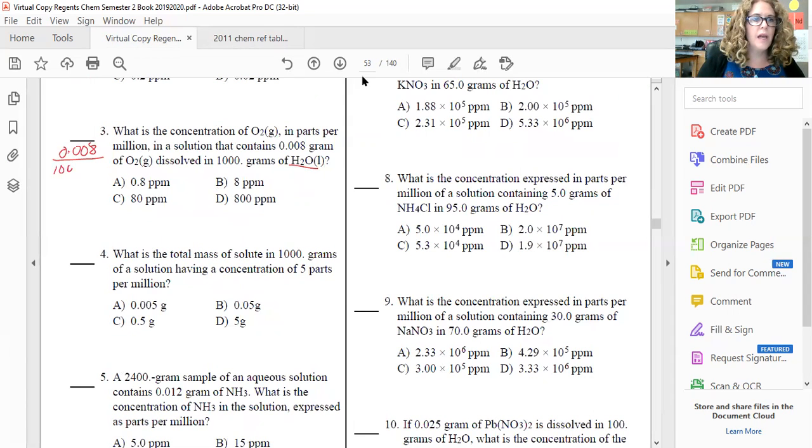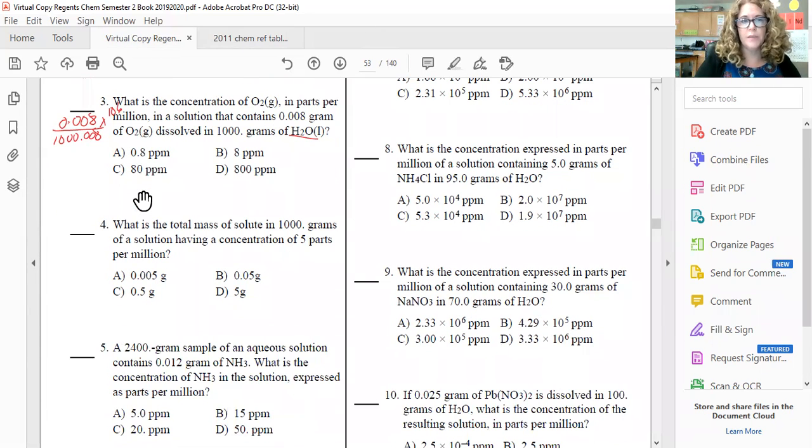And that's going to be 1,000.008 times 10 to the power 6. Okay, and then multiply by 1,000. So then when you answer number 3, you're going to get 8 parts per million.